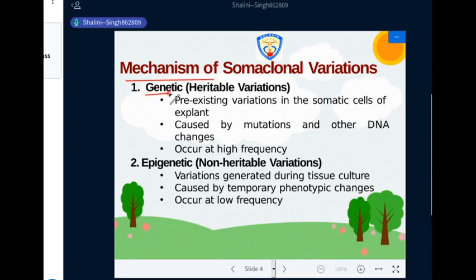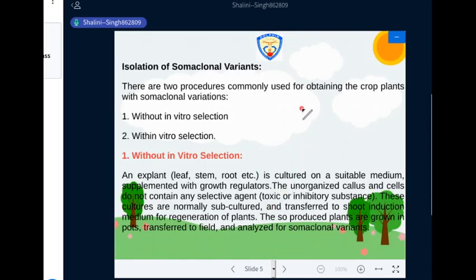Somaclonal variations may be either genetic or epigenetic. Genetic variations are those which are heritable. These may be due to pre-existing variations in the somatic cells of the explant caused by mutations and other DNA changes, and these occur at high frequency. Whereas epigenetic somaclonal variations are non-heritable, and these are generated during tissue culture due to differences in medium composition or culture condition. These are caused by temperature changes and occur at very low frequency as compared to genetic variation.